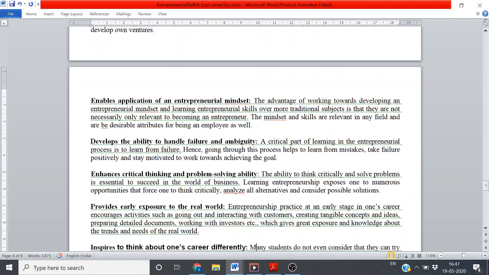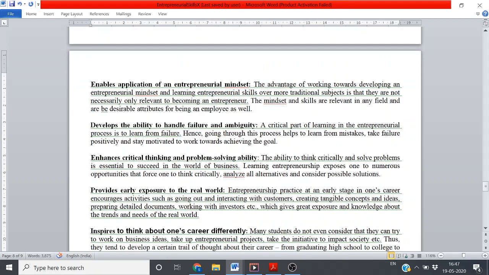Provide early exposure to the real world. Entrepreneurship practice at an early stage in one's career encourages activities such as going out, interacting with the customers, creating tangible concepts and ideas, preparing detailed documents, working with the investors, etc., which gives great exposure and knowledge about the trends and needs of the real world.